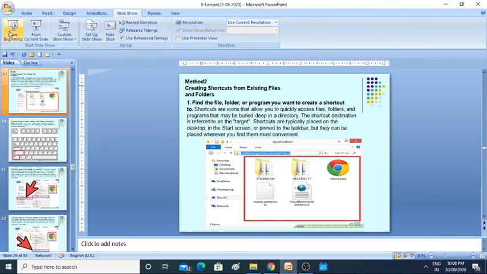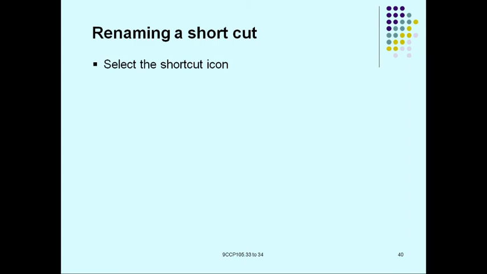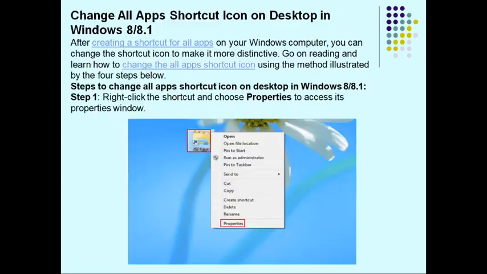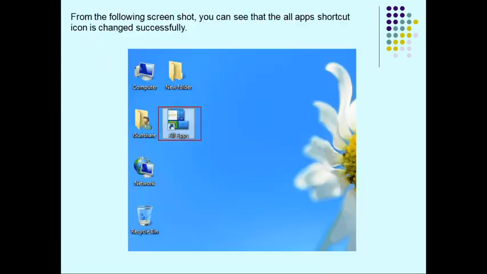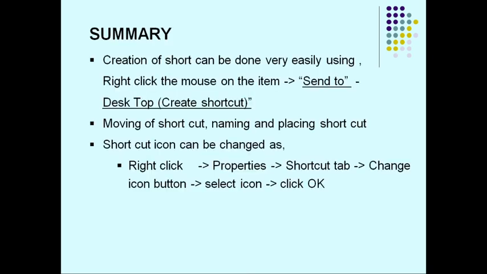Now let us go back to our class PPTs and continue with the PPTs we have. So, summary: in today's class, we have seen that creation of a shortcut can be done very easily by right clicking the mouse on the item and choosing send to desktop, then moving, naming and placing the shortcut. The shortcut icon can be changed by right click, properties, shortcut tab, change icon button, select icon, click OK.